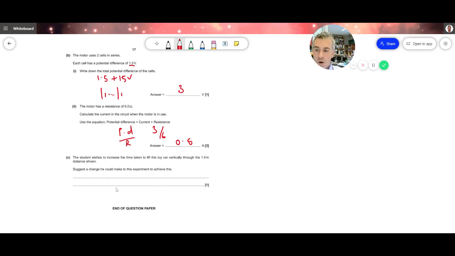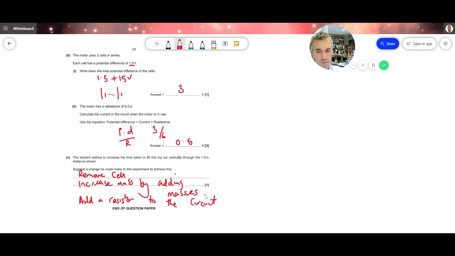The student wishes to increase the time taken to lift the toy car vertically through 1 meter. Suggest the change he could make to the experiment. Well, if you've got 2 cells, if you remove a cell, that will make the whole thing go slower. You can increase the mass of the car by adding weights, or masses. You could also add a resistor to the circuit, but that's just weird. Add a resistor to the circuit.